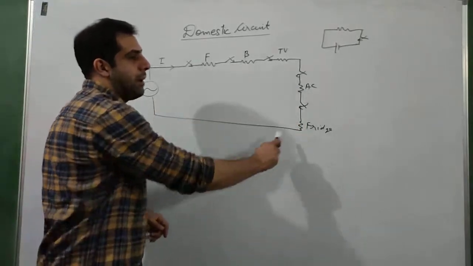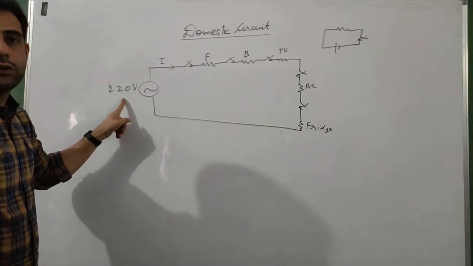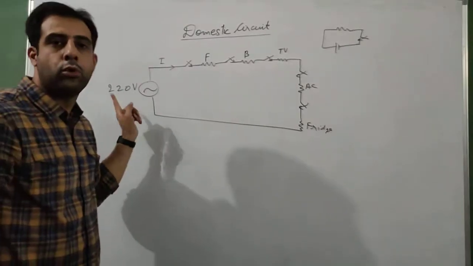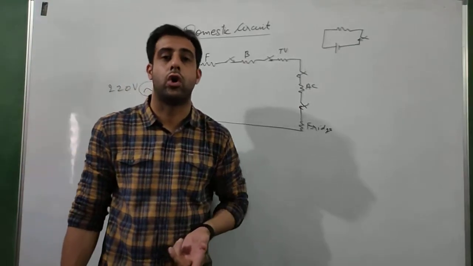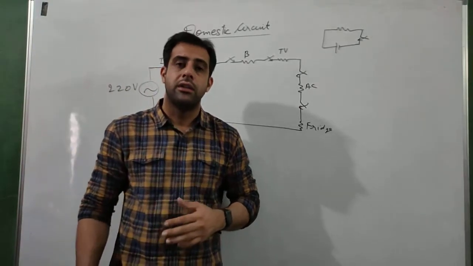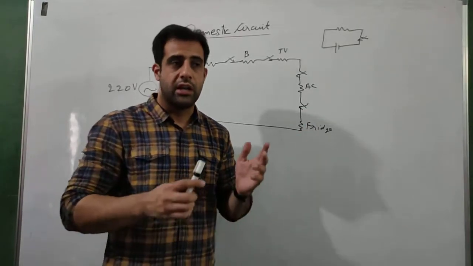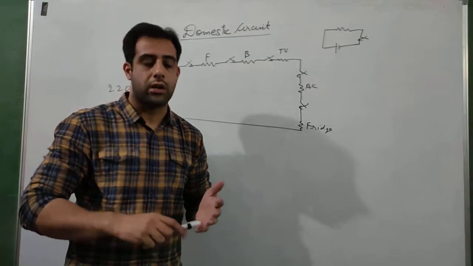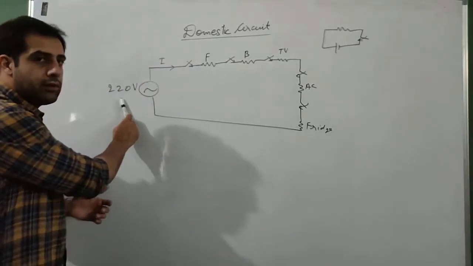Now all of these appliances need 220 volt to operate. If you do not give them 220 volt, they are not going to operate. Such a condition we call low voltage, or sometimes the voltage is higher than 220 volt, then we call it high voltage. So appliances do not work on high and low voltage, they only work on 220 volt.